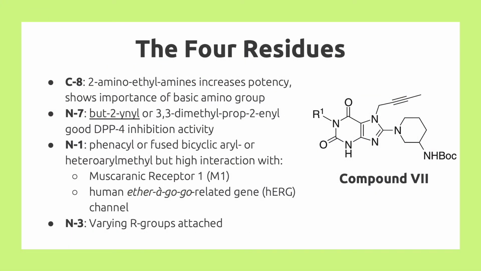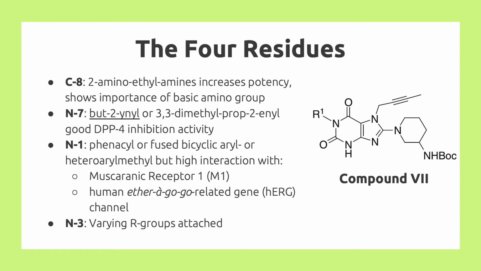The residue on C8 went through multiple variations, and it was discovered that 2-amino-ethylamines, particularly 3-amino-piperidine, displayed an increase in the molecule's inhibitory activity. This shows how crucial the contribution of a basic amino group is. At N7, either but-2-enyl or 3,3-dimethyl-prop-2-enyl showed good DPP4 inhibition activity.